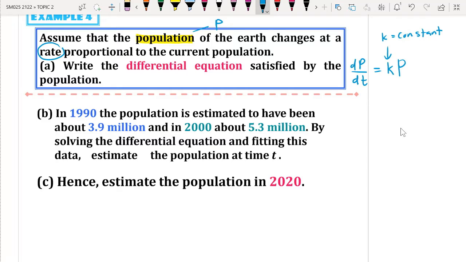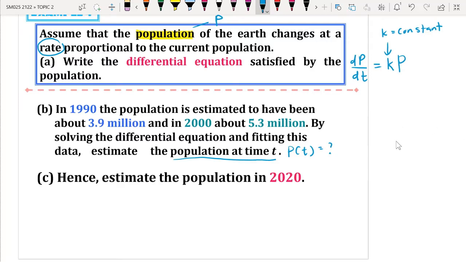Okay, moving on to the next part of the question. In 1990, we estimate the population will be 3.9 million. In 2000, our population will be 5.3 million. By solving the differential equation, fitting this data, estimate the population at time t. This means we have to find P in terms of t. So let's solve this one by one.